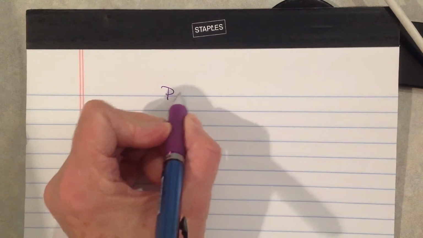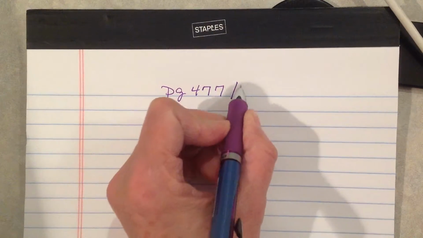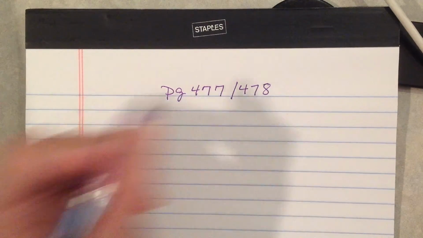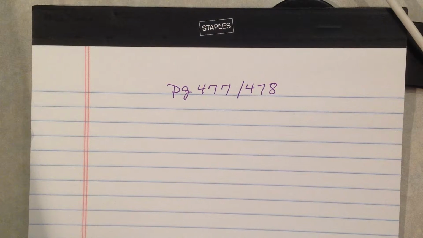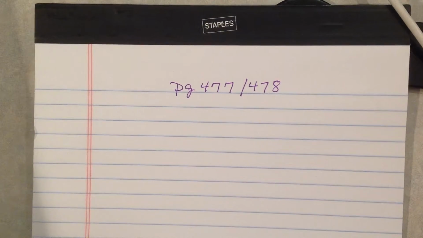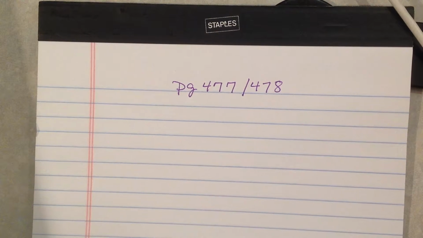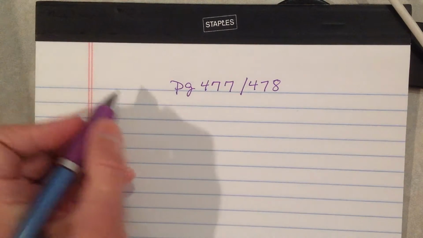I'm going to be working from page 477 and 478. That's what you should be working on today in your book, in volume 2. Before we get started, let's review what we talked about yesterday. We cut out the stuff and put it in our journals, our composition books.